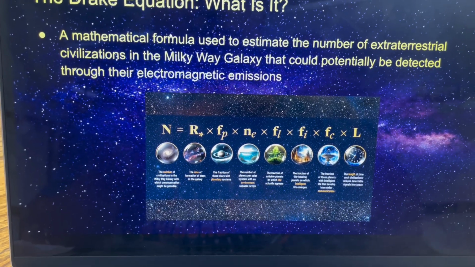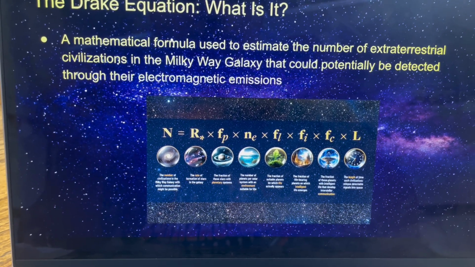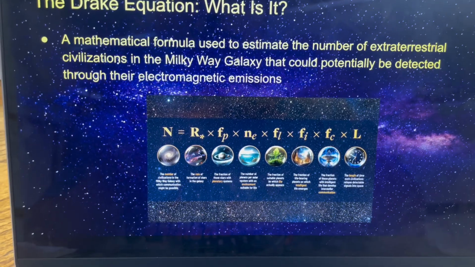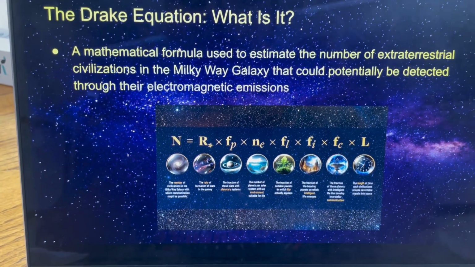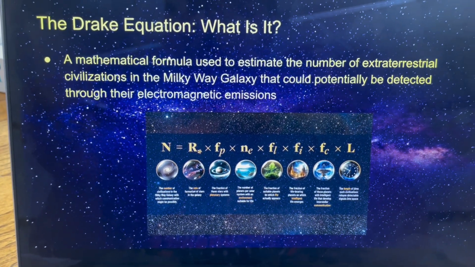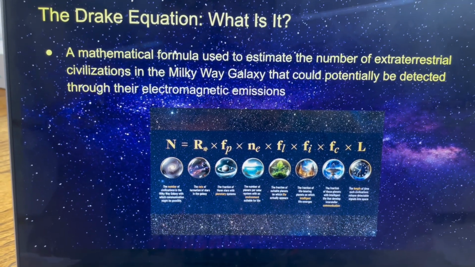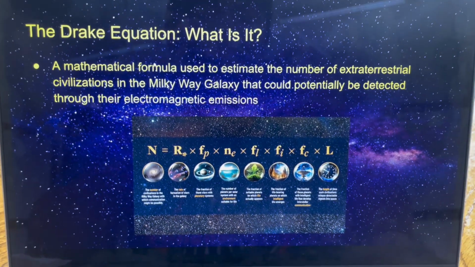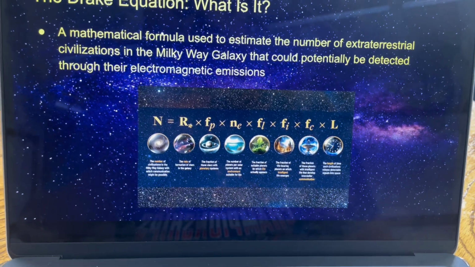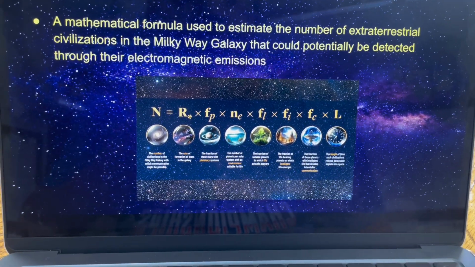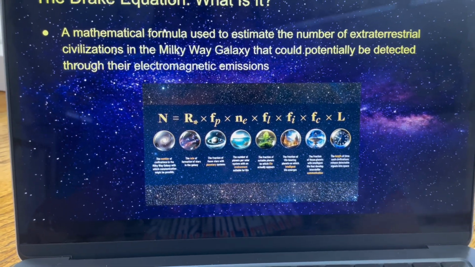R is the rate of formation of stars, so how quickly the stars are forming. The FP is the fraction of the stars that have planetary systems. NE is how many planets there are per solar system with an environment that is suitable for life. The FL is the fraction of suitable planets on which life actually appears.